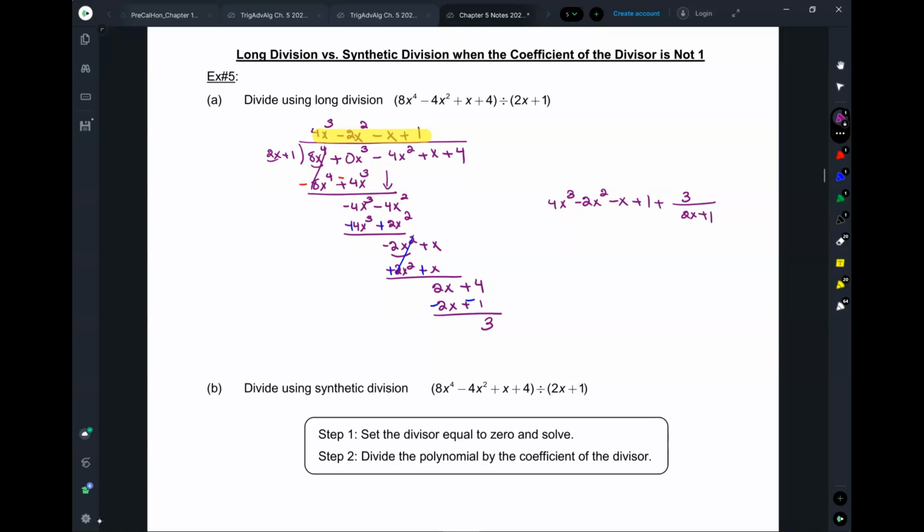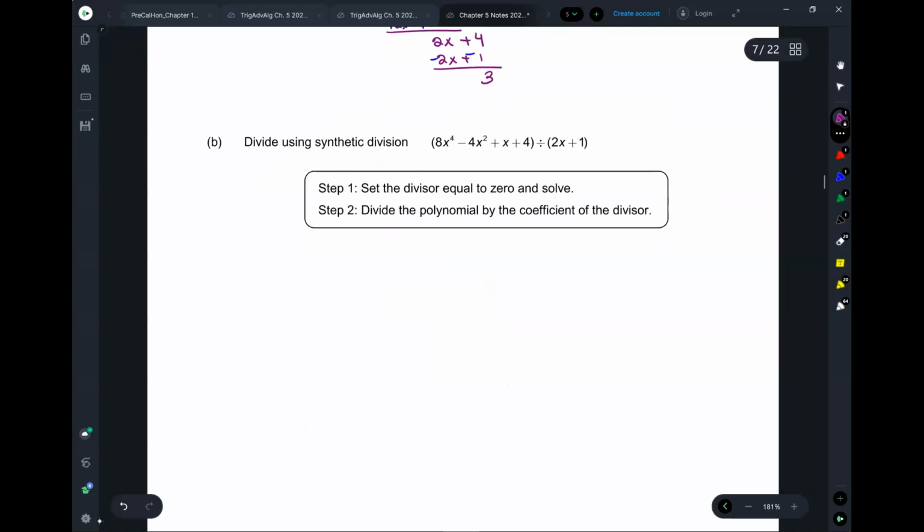Okay, now we're going to do the same problem using synthetic division, and we're going to see if there is a difference. Well, let's see. Okay, so what numbers are we going to put in here? 8, 0, 8, 0, 1, 4. Now, here we take the 2x plus 1, set it equal to 0, x equals negative a half.